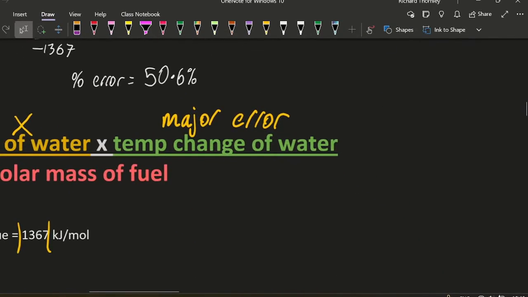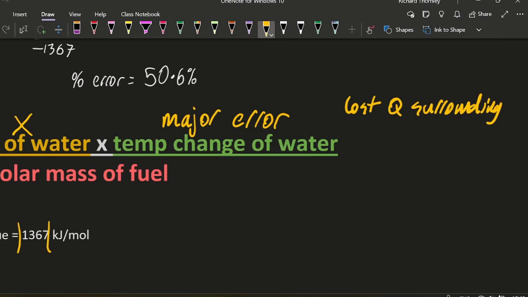It didn't go to the water. It went somewhere else. So you lost energy to the surroundings. You heated up the air. You didn't account for that. You heated up the aluminium. You didn't account for that.